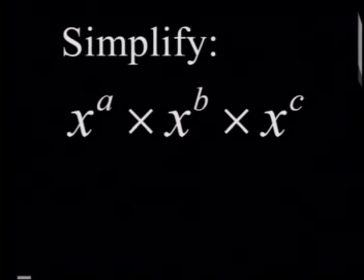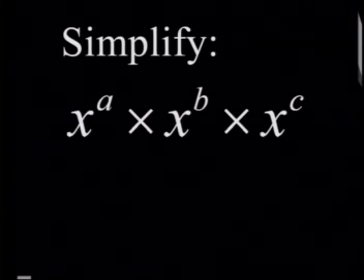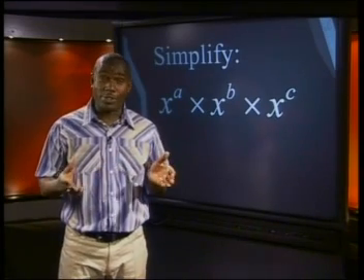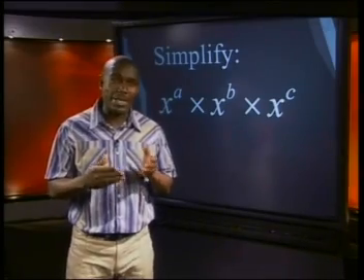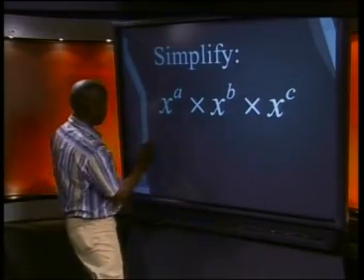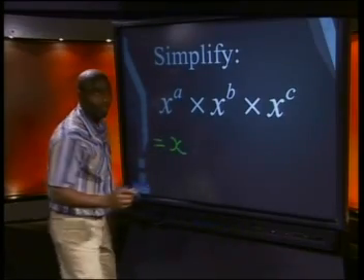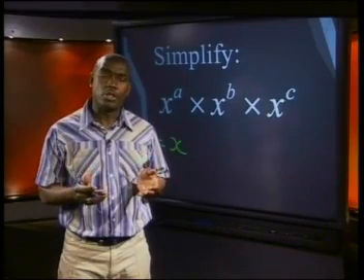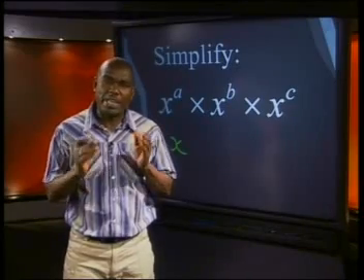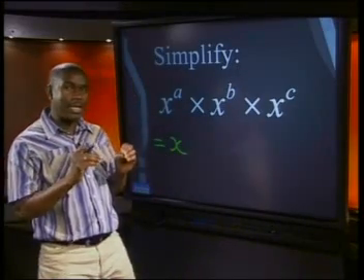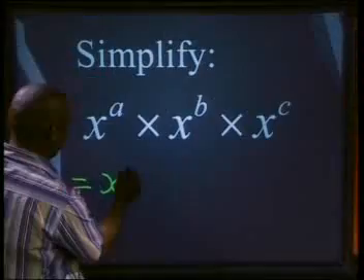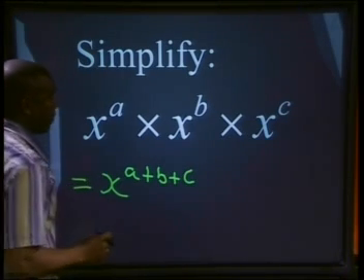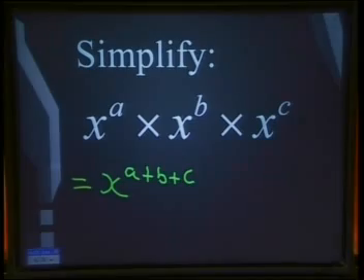Now, how about simplifying this one? X to the power a multiplied by x to the power of b multiplied by x to the power of c. The bases are all x, so we add the exponents. Let's put down the base x. Now, what is the exponent going to be? Is it a, b, c? No, you can't multiply the exponents. Be careful. You must add the a, the b, and the c. So in this case, it will be a plus b plus c. This is its simplest form.